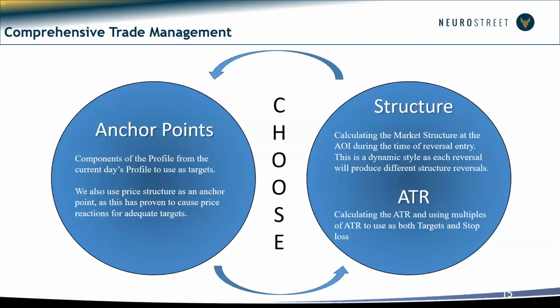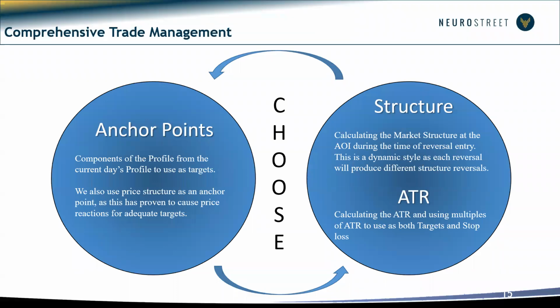The way we do this is we teach a comprehensive trade management technique that allows us to look at anchor points. Anchor points are basically a term used to identify the names of profile levels. So if I said we're going to exit at the point of control, that's an anchor point. If I said we're going to exit at the value area high or the next value area low, that's an anchor point. Structure is looking at price structure, the wicks of candles, support, and resistance. And then the ATR looks at a study of the average volatility on the 30-minute time frame.